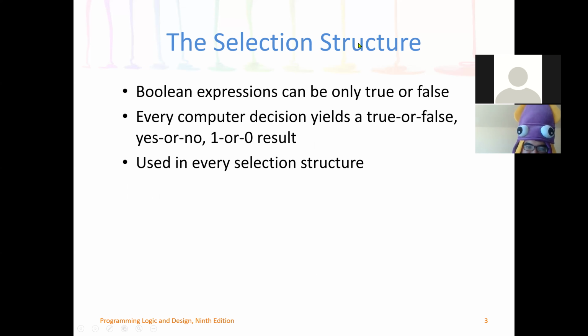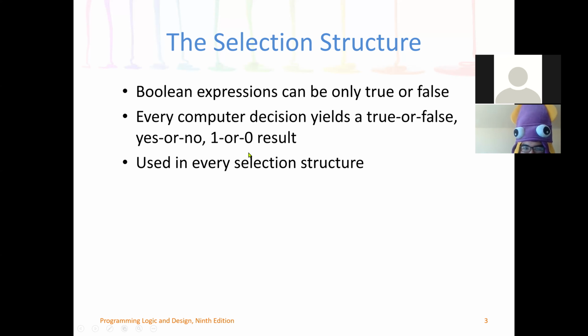So we start with the selection structures. Here we say that they are Boolean expressions that can be only true or false. That's why we say it's a logical decision. There are only two outcomes, whether a condition is true or false. So every computer decision will yield true or false. Sometimes true can be yes and false can be no. And sometimes true can be one and false can be zero.